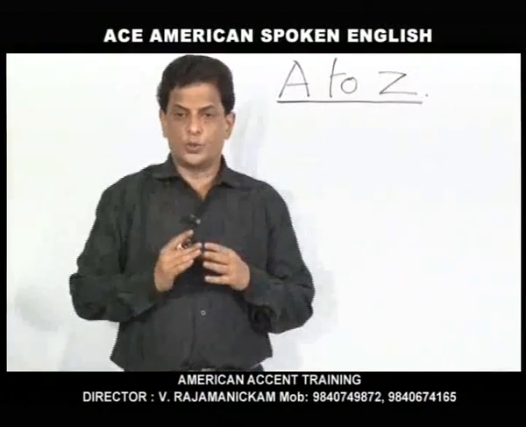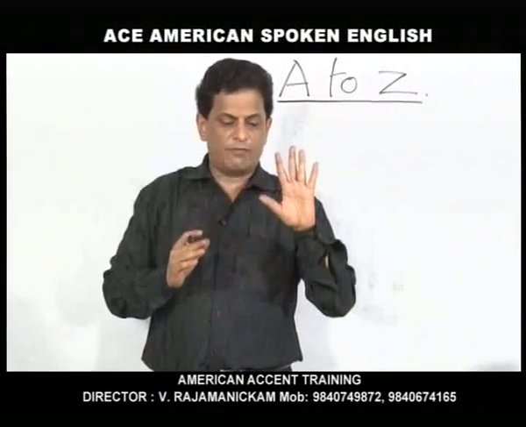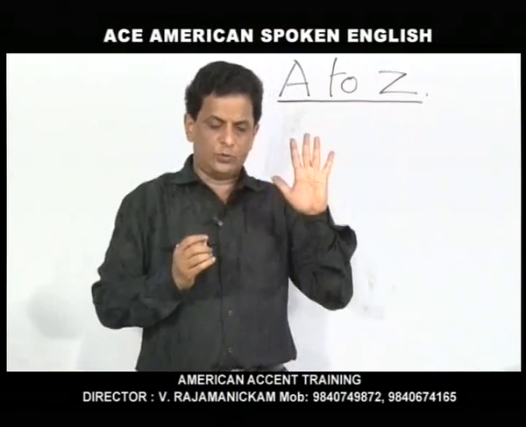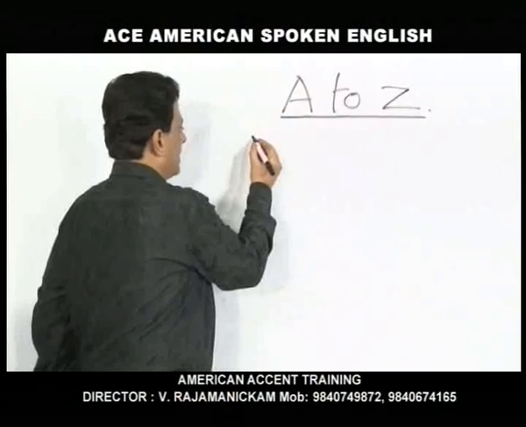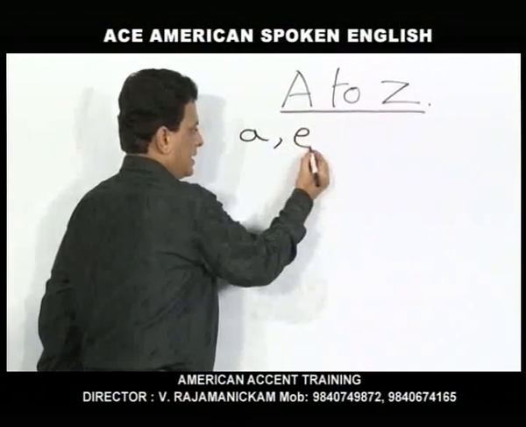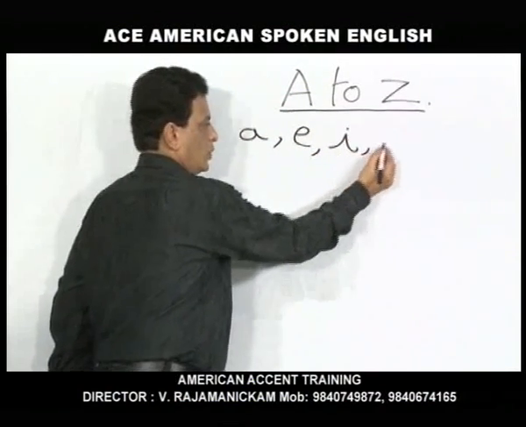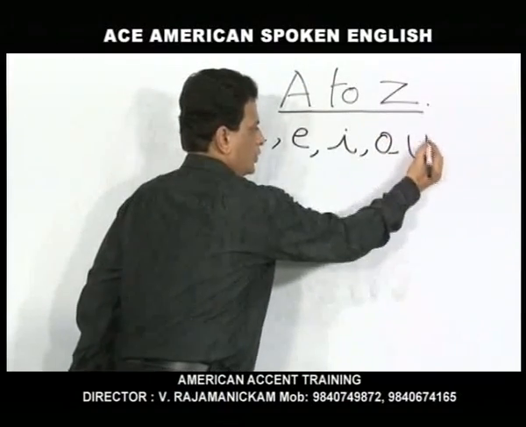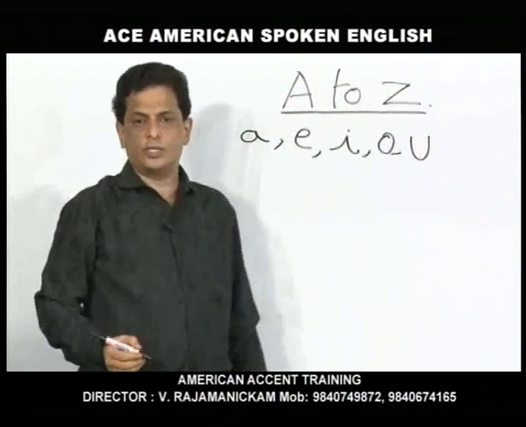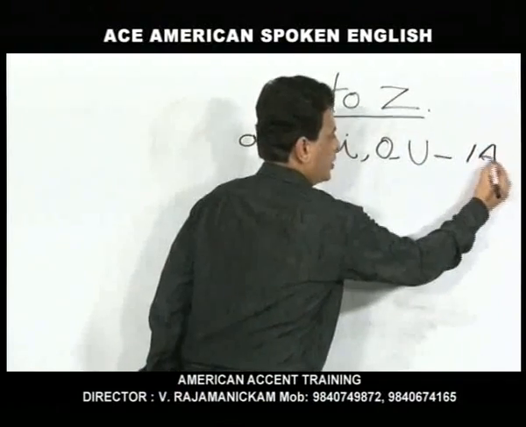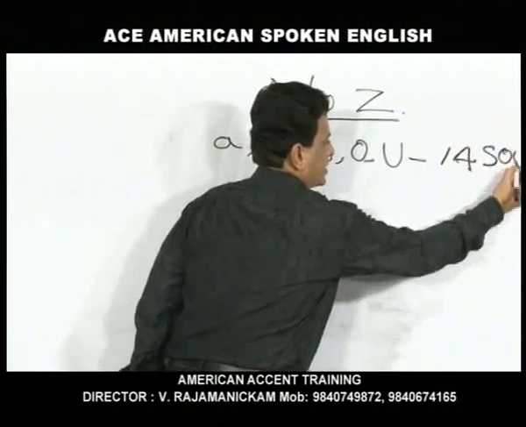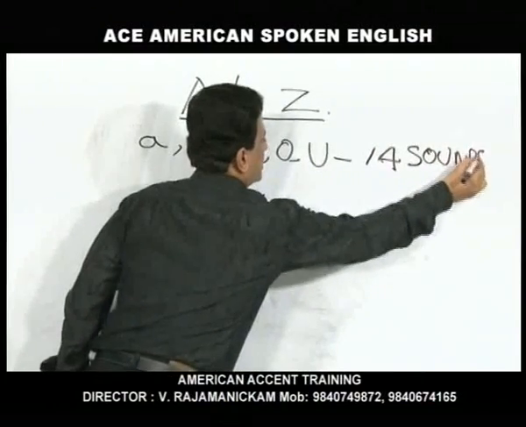First you should know, there are 5 vowels: A, E, I, O, U. Everybody knows that. These are the vowel letters. But this gives 14 sounds. How many sounds? 14 sounds. What are the 14 sounds?